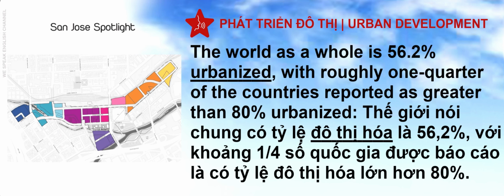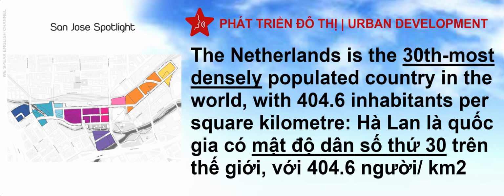The world as a whole is 56.2% urbanized, with roughly 1/4 of the countries reported as greater than 80% urbanized. The Netherlands is the 30th most densely populated country in the world, with 404.6 inhabitants per square kilometer.